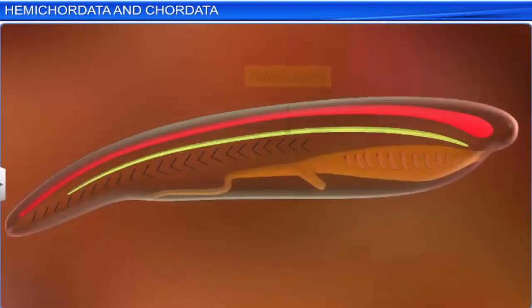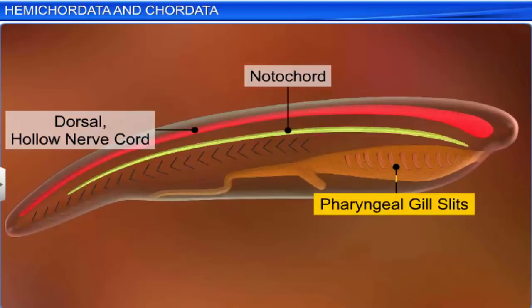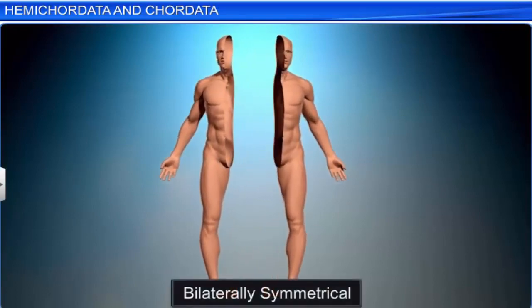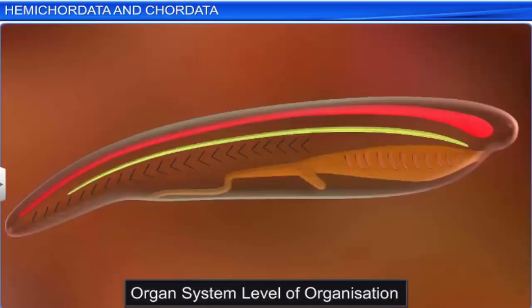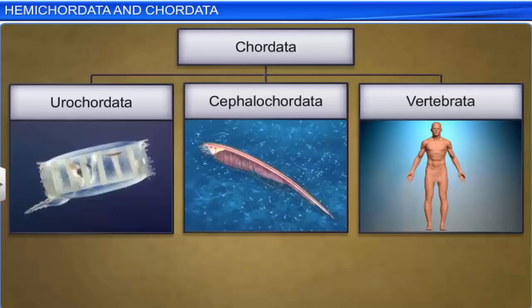Chordates are animals with a notochord, a dorsal, hollow nerve cord, paired pharyngeal gill slits, and a postanal tail. They are bilaterally symmetrical, triploblastic, coelomate animals with an organ system level of organization and a closed circulatory system. Phylum Chordata is divided into three subphyla: Urochordata or Tunicata, Cephalochordata, and Vertebrata.